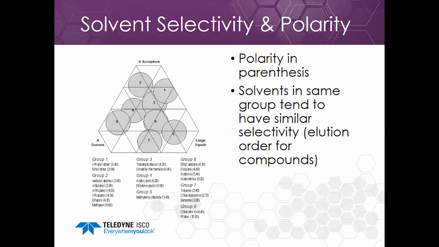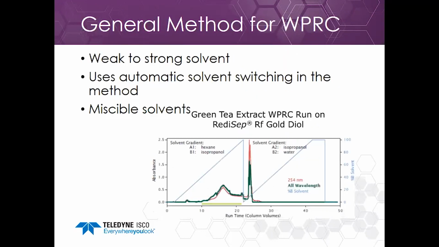I have a selectivity group over here, and solvents in the same group tend to have the same selectivity, that is, the elution order for compounds. So for example, in group 1, I have a couple of ethers listed there. If I'm running isopropyl ether and I change to ethyl ether, I'm not going to see improved chromatography. I might see a different chromatography if I use, say, tetrahydrofuran instead of, say, diethyl ether, because they are in different groups.